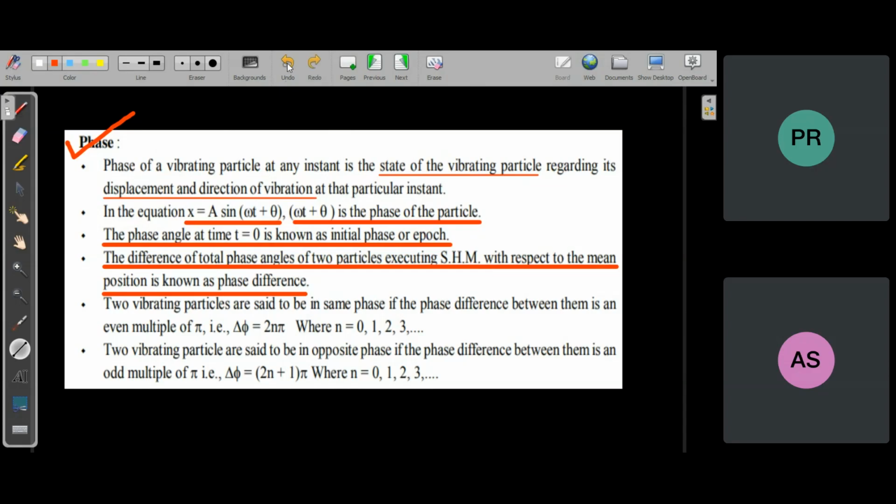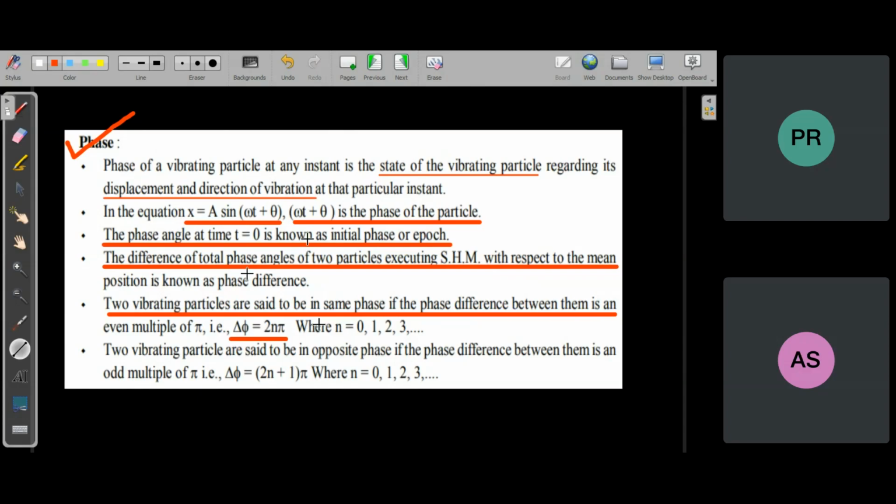So phase difference always comes when we talk about two particles. If two different particles are doing SHM, then only the question of phase difference will come. Now, two vibrating particles are said to be in the same phase if the phase difference is a multiple of 2n pi. Why is it so? Because when the phase difference will be in multiple of 2n pi, then the position and the direction of motion, displacement and the direction of motion, both will be exactly same.